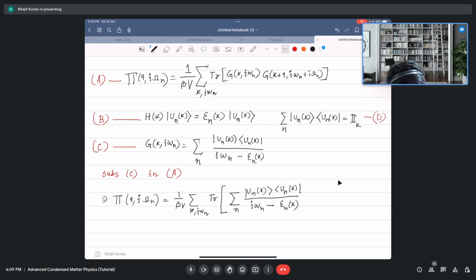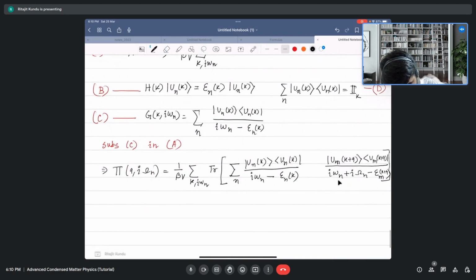On top of that you have another summation, with a dummy index m. Let's write that other Green's function: |u_m,k+q><u_m,k+q|, so the momentum argument becomes k plus q, and in the denominator you will have i omega_n plus i capital Omega_n minus epsilon_m,k+q. So that is the trace of this whole thing. Let's bring the m summation here also, so it becomes a little easier to write.